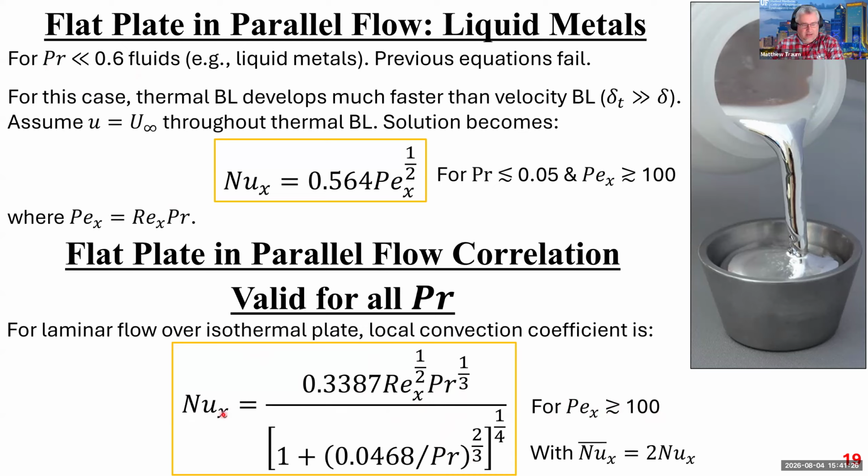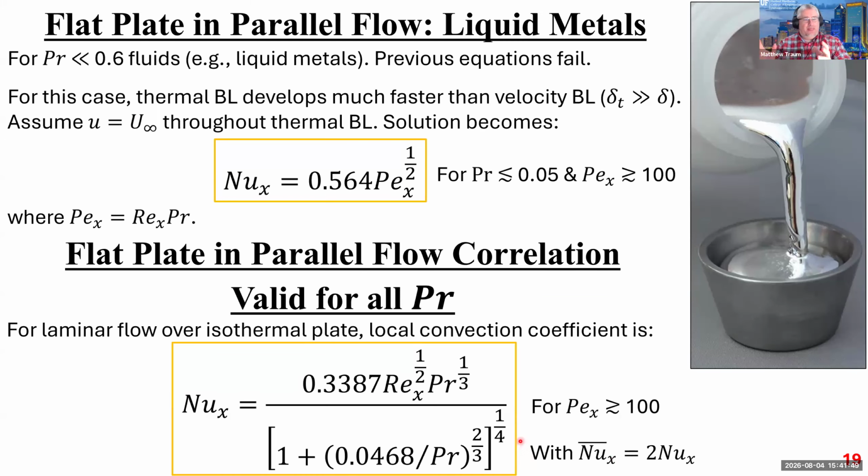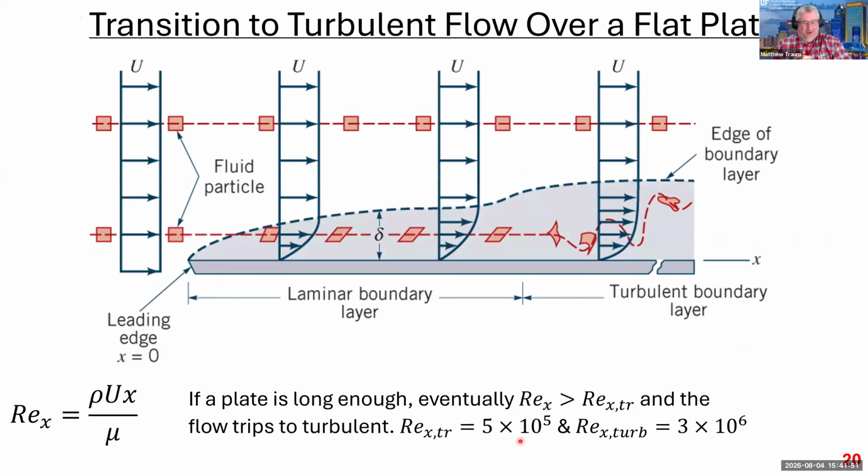In parallel flow, this is a local value. I don't have a bar over it, just local value. If I want the average Nusselt number for some distance down the plate, I just multiply this by 2. Same thing that came out here. Just multiply the local value by 2 to get the average value over the plate. Okay, that was laminar flow.